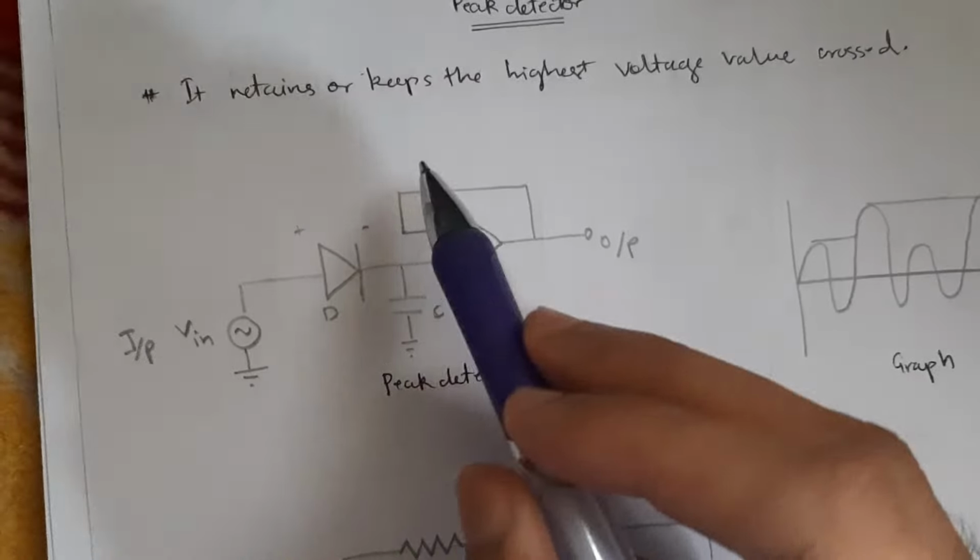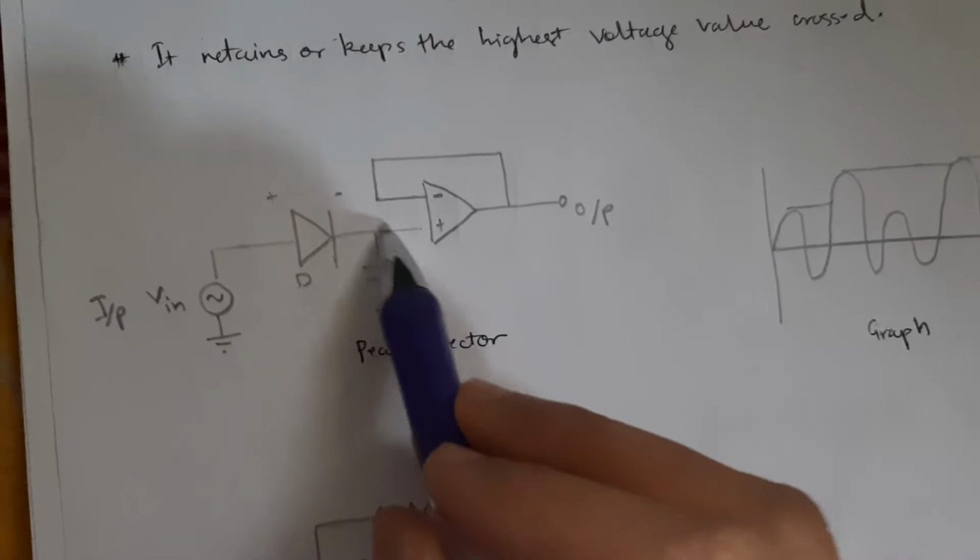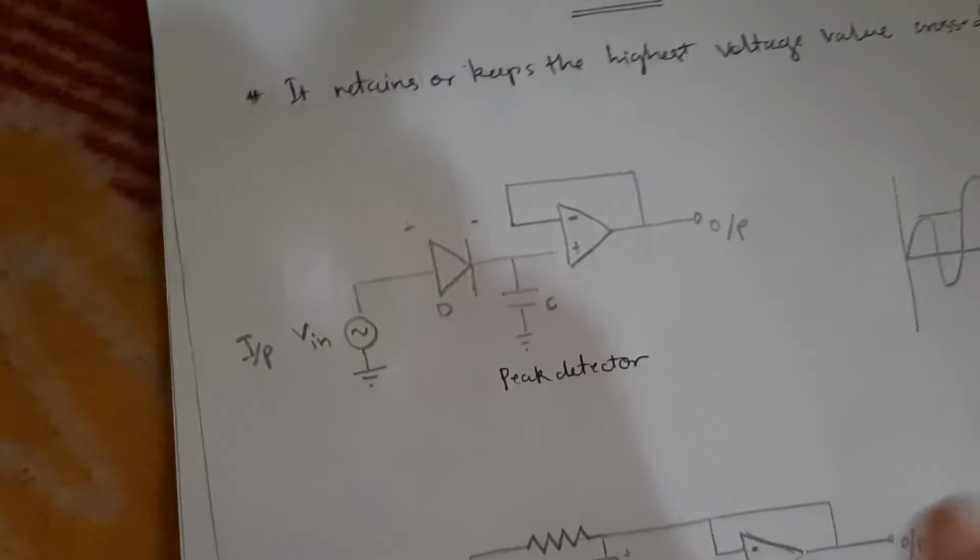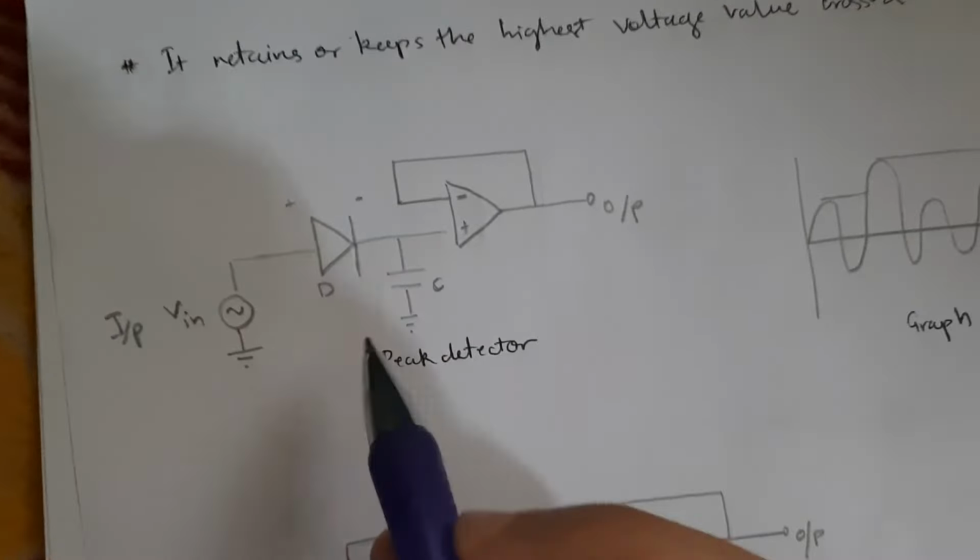Now let's see how it works. In the peak detector, forget about this part, I'll explain it later. Just concentrate on this part. In this part you have three components: one is a capacitor, one is a diode, and one is the voltage. Initially the voltage is increasing, which means it's positive. Here voltage is negative, here it is positive. When the voltage is increasing, it's positive. So what will happen?